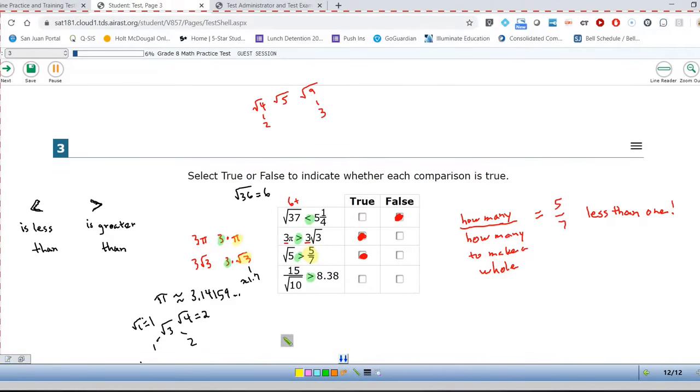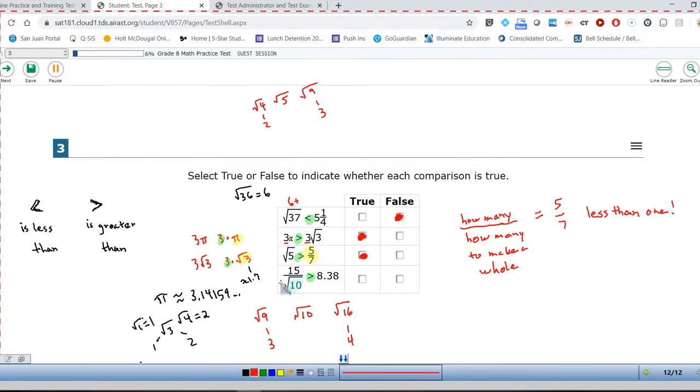So again, let's take a look at the square root of 10. So square root of 10, not a perfect square. But the square root of 10 is between the square root of 9, which is 3, and the square root of 16, which is 4. So let's think about this. We're taking the number 15 and we're dividing it by a number that's between 3 and 4. In fact, it's just barely above 3.